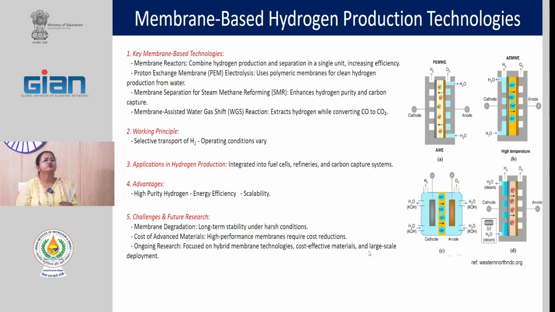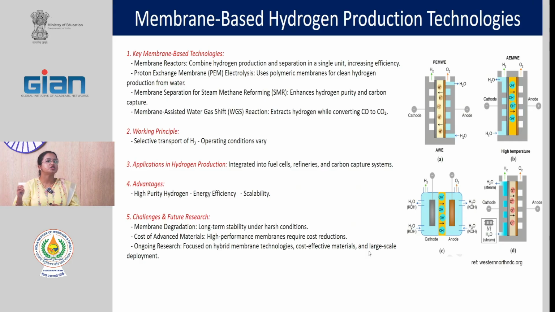Operating conditions also vary quite a lot based on the type of method and the conditions that we are using. So you can operate a membrane at room temperature, like in PEM, where you can operate up to 80 degrees centigrade with the conventional membranes. But in MCFC or SOFC, some special types of fuel cells, you can go up to 800, 1000 degrees centigrade. So it depends on the type of operation that we are using.